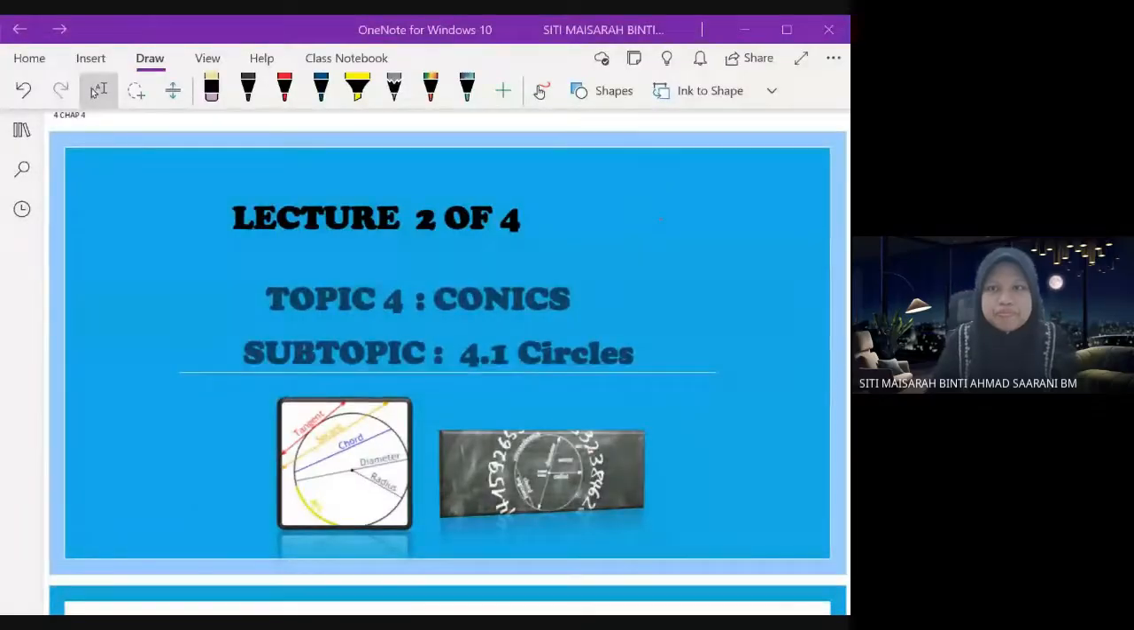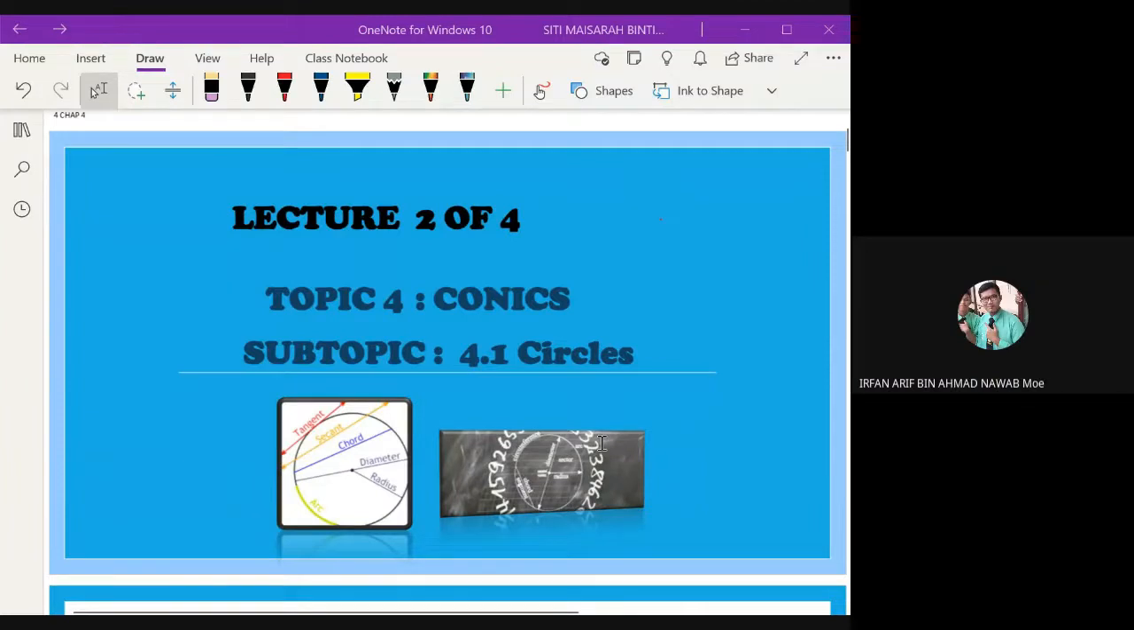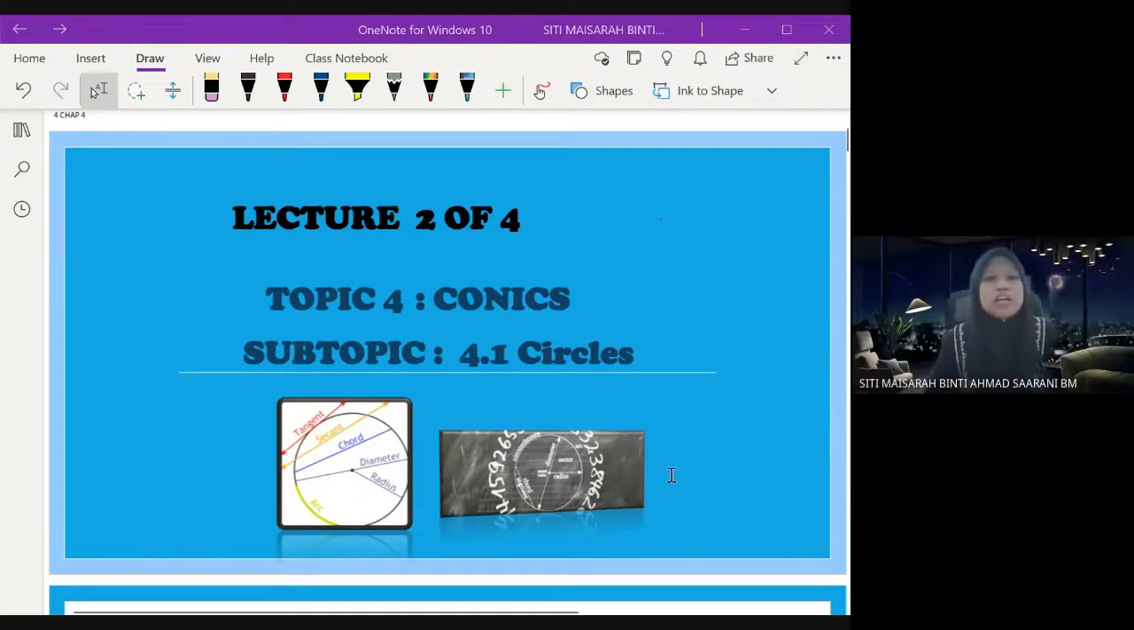Okay, Medium, share screen dulu. Boleh nampak screen, Medium? Boleh. Alright. Okay.